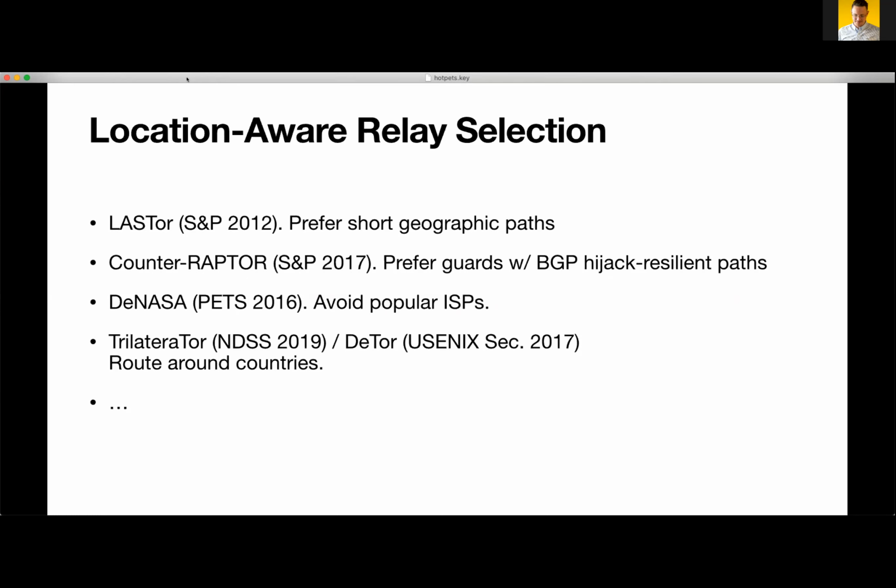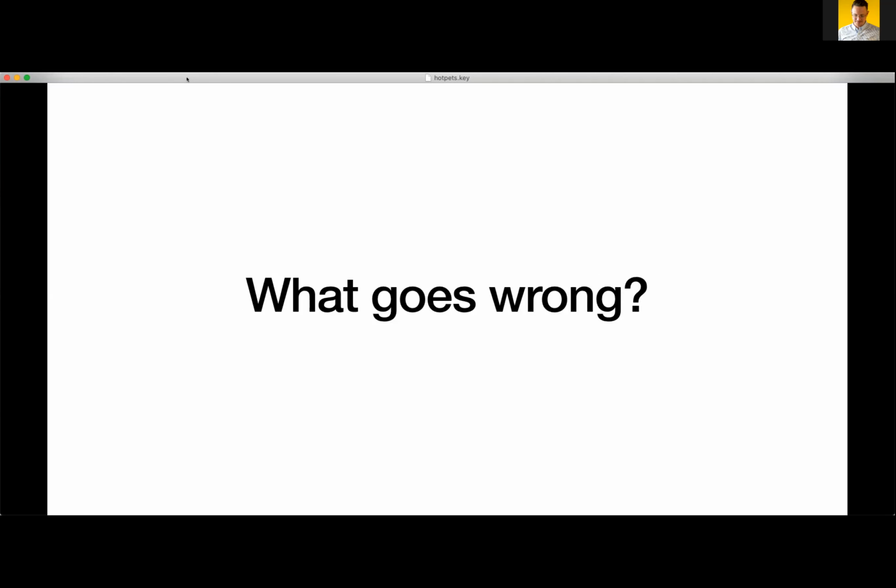It prefers short geographic paths. There's also been works that try to mitigate network layer attacks. The Counter-Raptor system was designed to prevent BGP hijacks by choosing essentially relays that are close to you in the internet. There's also been systems where you could avoid popular ISPs that are likely to snoop on your traffic, and even systems designed to route your traffic around countries that you're worried about being adversarial. So there are a lot of these systems that have been designed over the years, but things go wrong when you consider these systems. There are still problems with these systems, and there are reasons not to use them today.